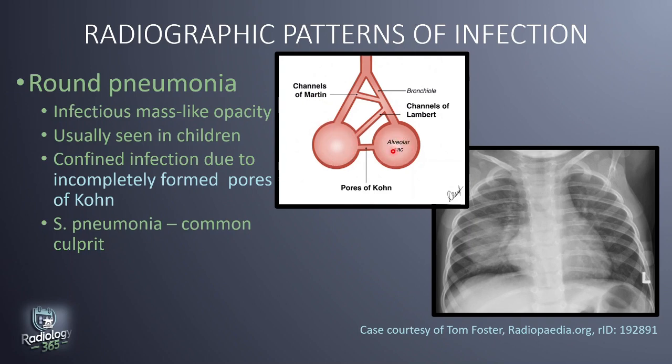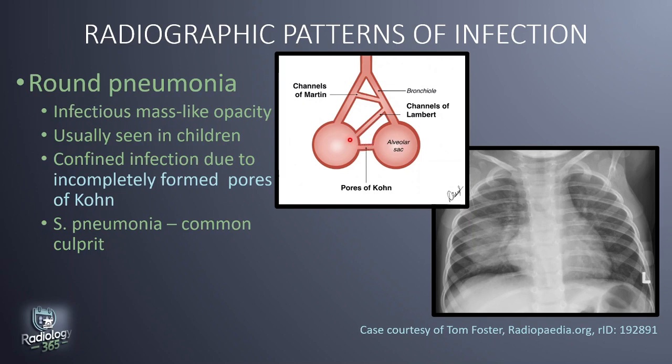And in adults, we have certain communications between the alveolar sacs called the pores of Kohn. There are also some communications between alveolar sacs and terminal bronchioles called the channels of Lambert, and bronchial to bronchial communication called channels of Martin. But what we are interested in this case are the pores of Kohn, which are poorly developed in children.